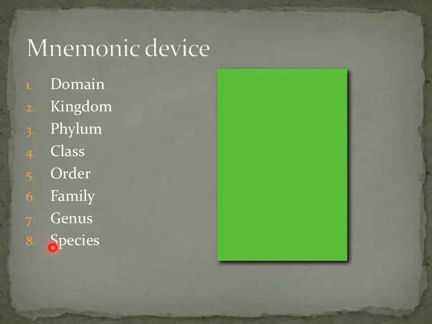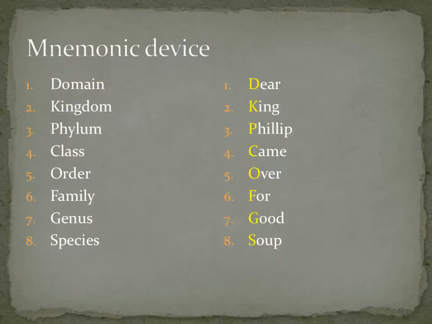But the one that I've used, actually I had to modify it a little bit once I learned about domains, is Dear King Philip came over for good soup. So the first letters match up: domain, kingdom, phylum, class, order, family, genus, species, to help me remember what they are in order. Because like I said, this is going to be a guaranteed test question.